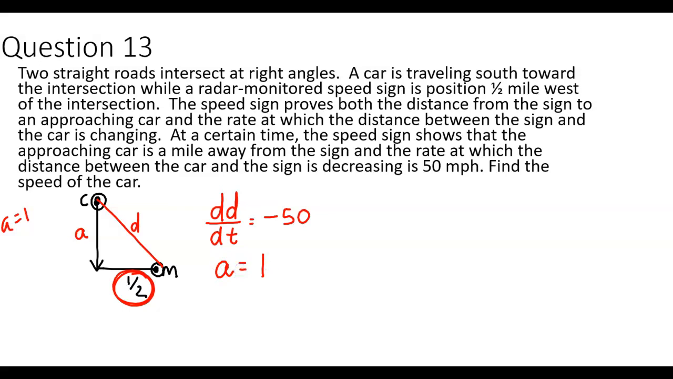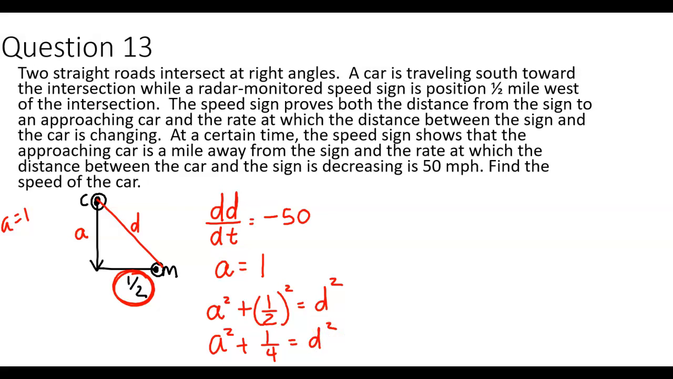So we've got our picture. We have our given information. Now what I want to do is create an equation that will connect d and a. How can I do that? Well, it's a right triangle, and a lot of times the way you connect variables in a right triangle is with Pythagorean's theorem. All right. Now I don't want a and d.